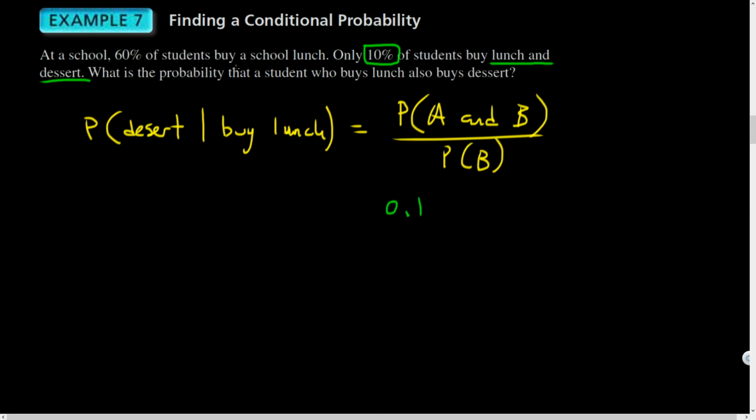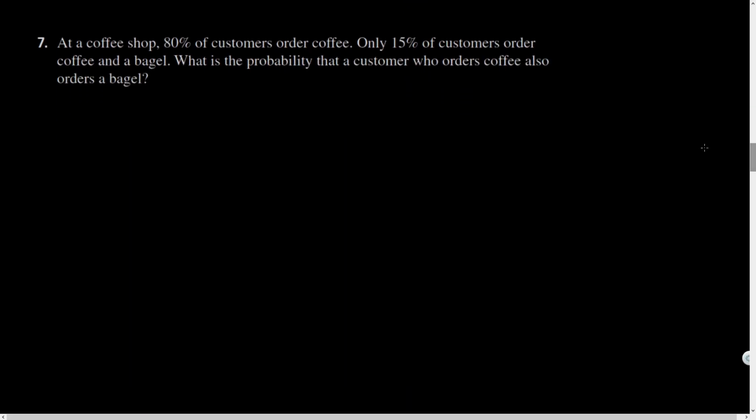The people who buy just lunch is the total sample space, the 0.6. If I divide that out, I get 1/6, which is 16.7%. So 16.7% of lunch buyers also bought dessert, is one way you could say it. But only 10% of the student body bought lunch and dessert. Okay, good. Here we go, last question.